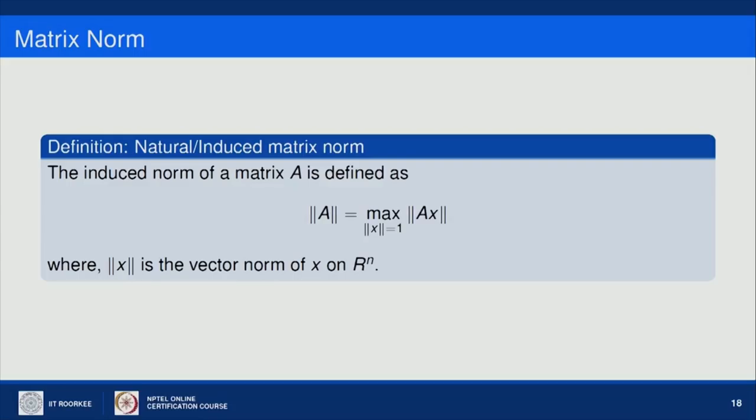The first one is the natural or induced matrix norm. It is defined for a matrix A by this equation. So, the norm of A will be the maximum of the norm of A times x, where x is a vector in R^n and it is a vector having unit norm, a vector of unit length. So, here if you are having a vector of unit length, you multiply this vector with A.